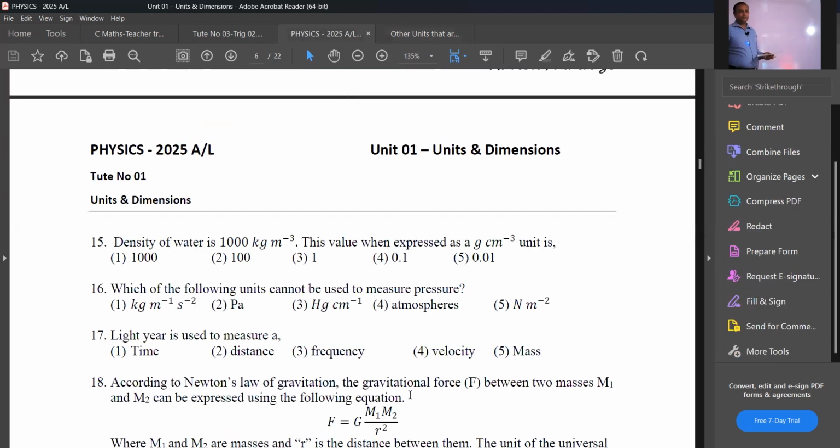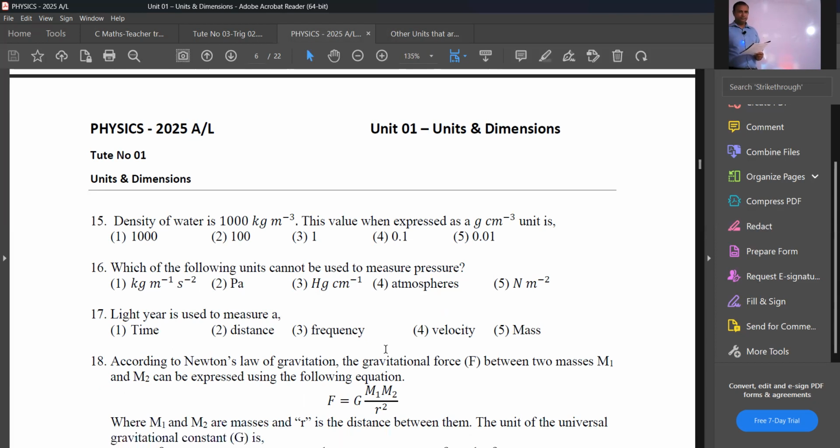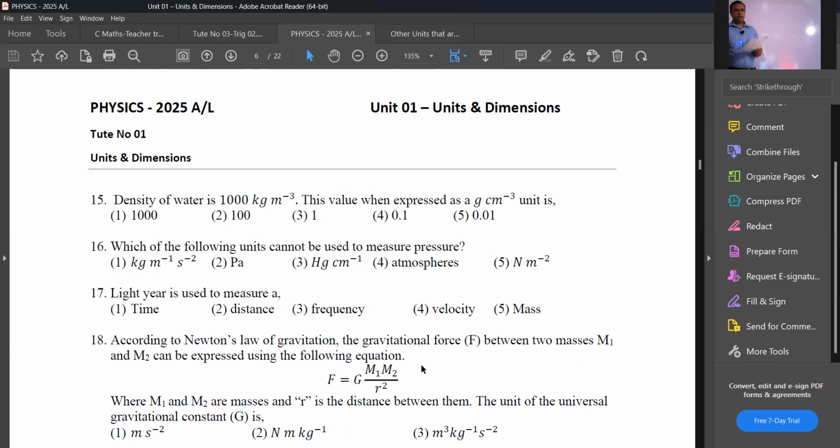So what is the answer? Actually, if you remember some practical in O levels, I think you can give the answer. How did you measure pressure in O level? Pressure meter, I think you have used that one, no? Barometers. Mercury centimeter. You can use mercury centimeter to measure pressure.